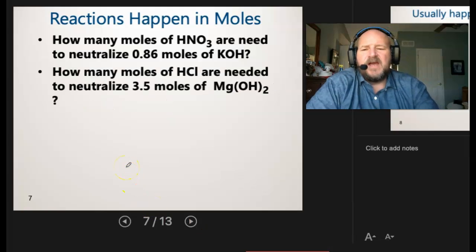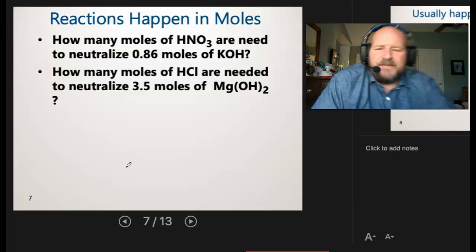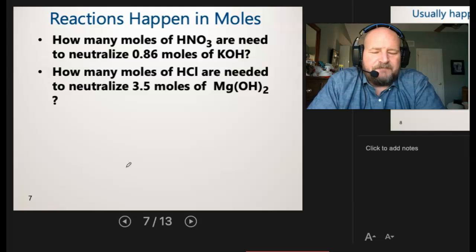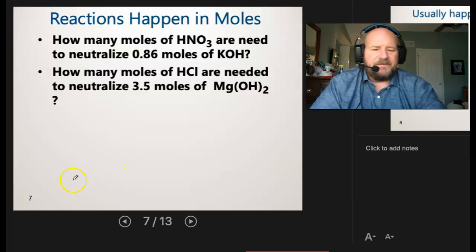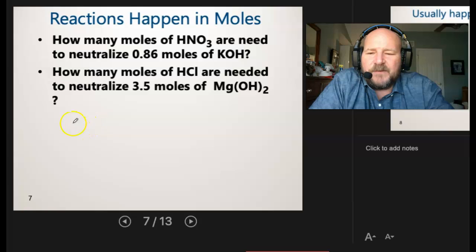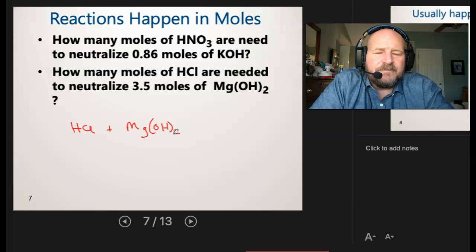All right. How many moles of HCl are needed to neutralize 3.5 moles of magnesium hydroxide? And again, these probably feel very familiar, pretty simple. It's just that middle step of our three-step stoichiometric process. However, we have to balance that equation first. So we're going to have HCl plus magnesium hydroxide. And you might want to pause it. Go ahead and work it out yourself. Then come back and check and see how you did.